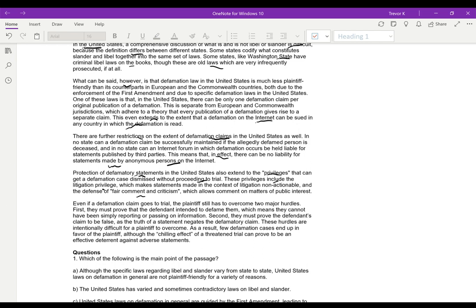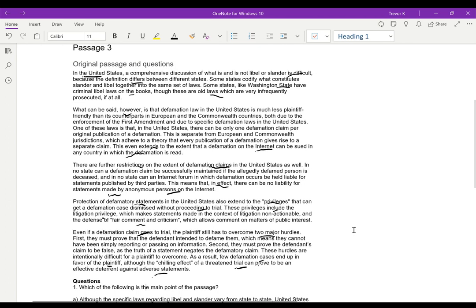And then last, we've got, if a defamation claim goes to trial, the plaintiff still has to overcome two major hurdles. As a result, few defamation cases end up in favor of the plaintiff, although the chilling effect of a threatened trial can prove to be an effective deterrent against adverse statements. So we've got even more hurdles when they go to trial, two major hurdles. And then at the end, of course, the plaintiff has a tough time of it.